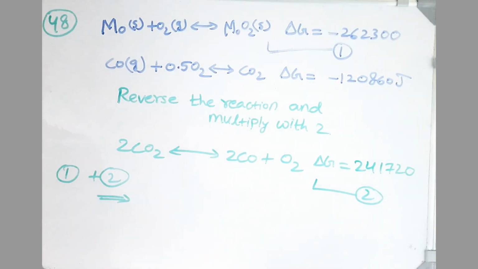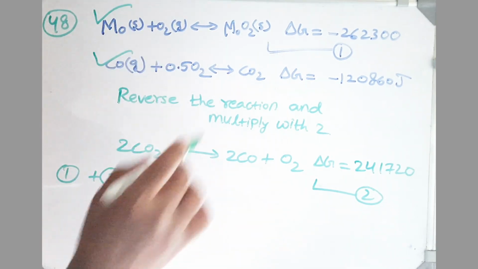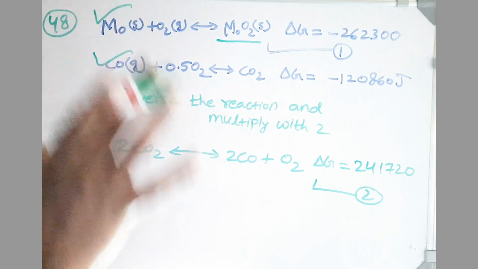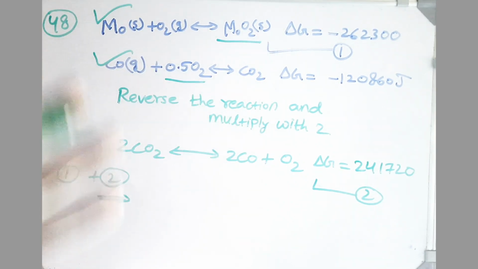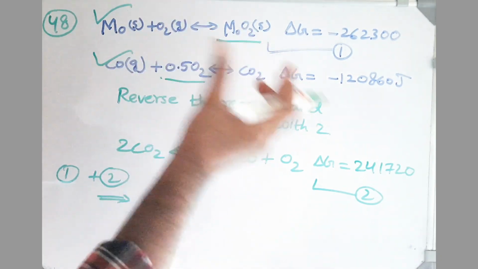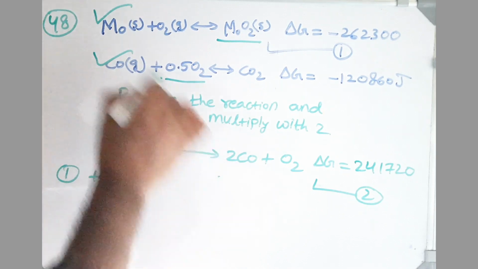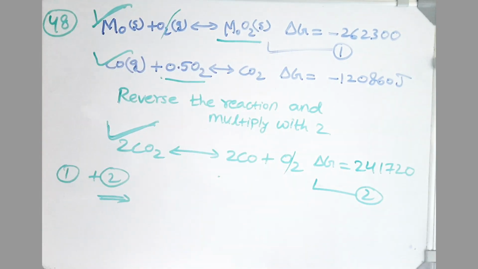Friends, 48, we need to find PCO by PCO2. We were given these equations. This equation is given and this equation is given. Activity of this is also given. So we need to find a single equation using these two equations. To eliminate the partial pressure of oxygen term from our equations, we multiply this equation with 2 and we reverse this equation. So we get this equation. Now we add this equation and this equation, which eliminates the oxygen term.